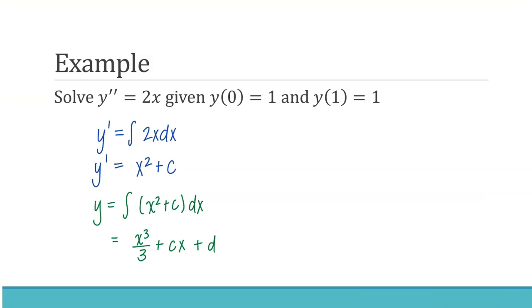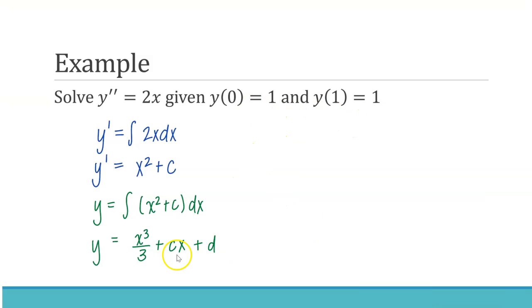We could use c1 and c2. It doesn't matter, but it does have to be a different variable. So now, this is what I have for y: x cubed over 3 plus cx plus d. Notice that there are two missing variables, c and d, and I have two initial conditions.